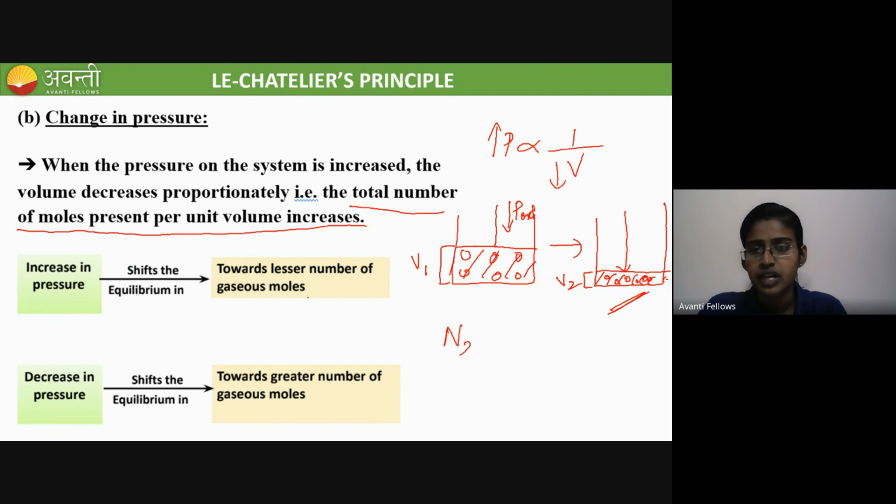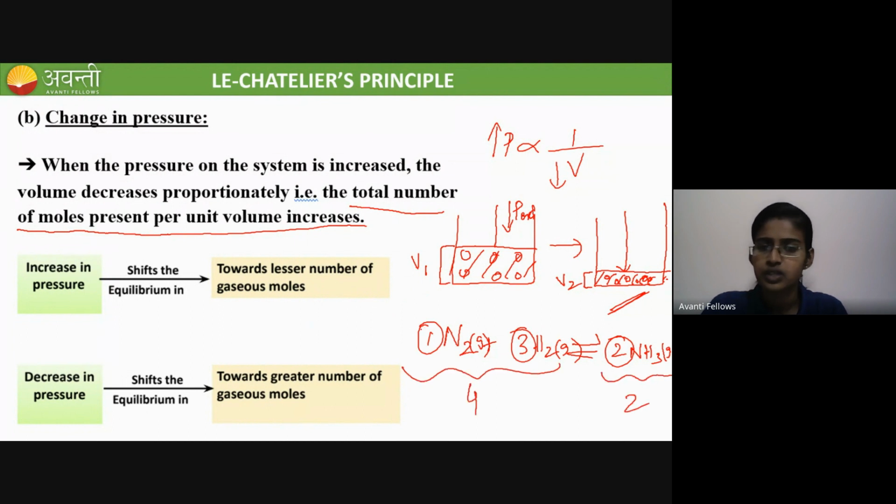Suppose I have N2 plus 3H2 giving 2NH3. Here all three species are gases. How many moles do we have on the product side? Only 2. But on the reactant side, we have a total of 4. So if I increase the pressure of the system, the equilibrium will shift towards the lesser number of gaseous molecules, that is, the forward direction. If I decrease the pressure, it will go towards the greater number of moles. So this is the concept for pressure.